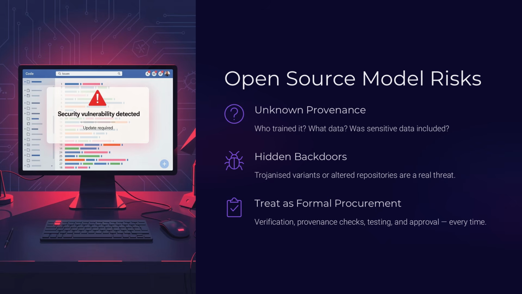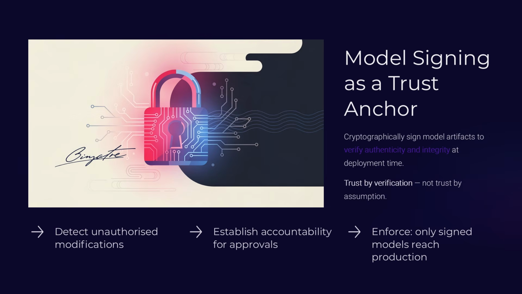From an architecture perspective, the risk is not simply that the model is open source. The risk is that your governance may not extend into the model's origin story. You must treat open source model ingestion as a formal procurement event. It must include verification, provenance checks, testing, and approval. Now that you see the open source challenge, let us move to a foundational control: model signing.